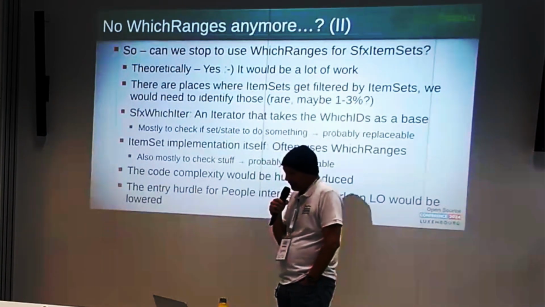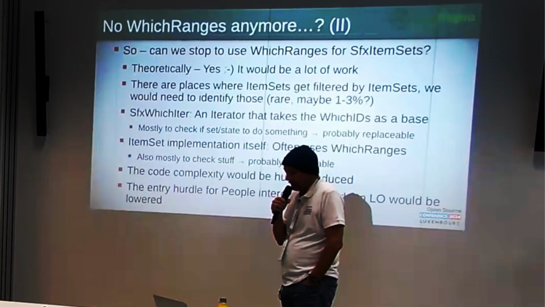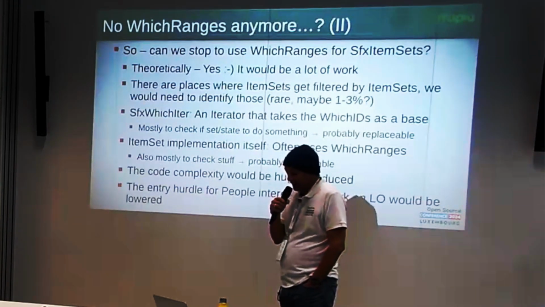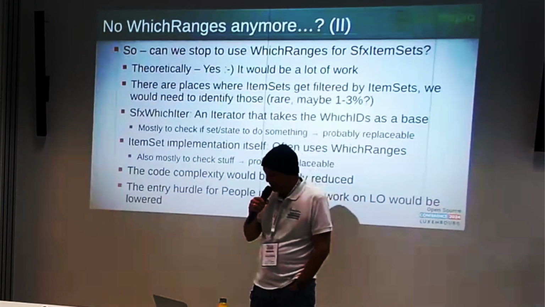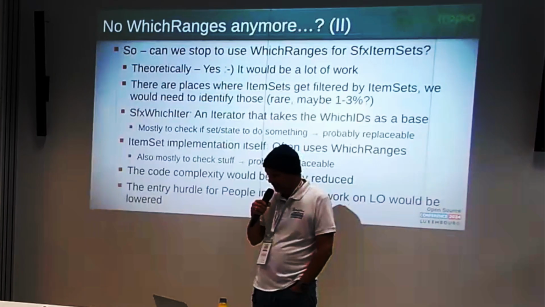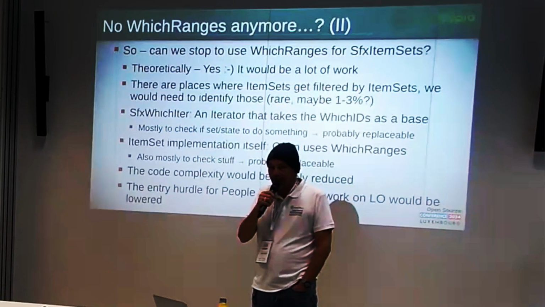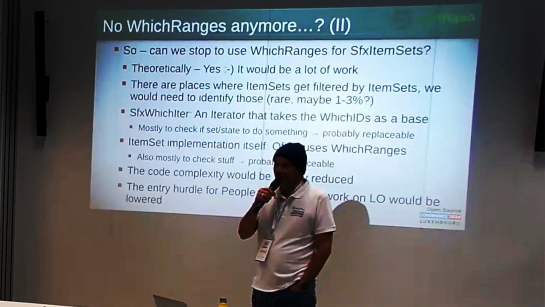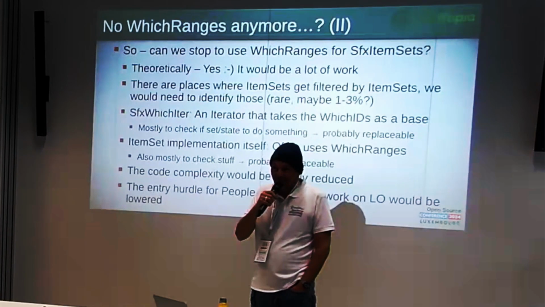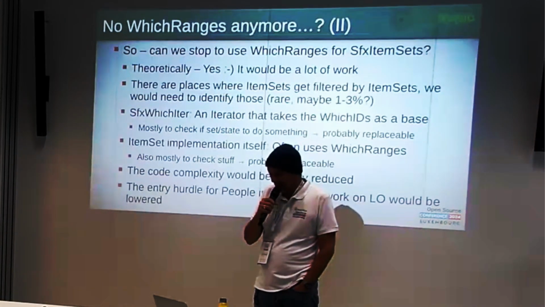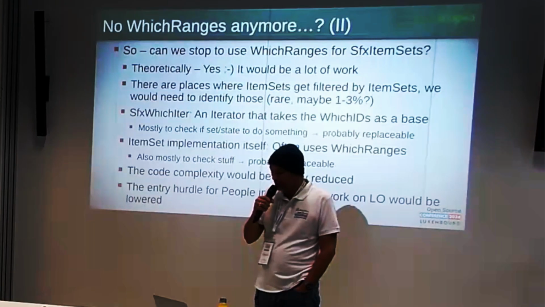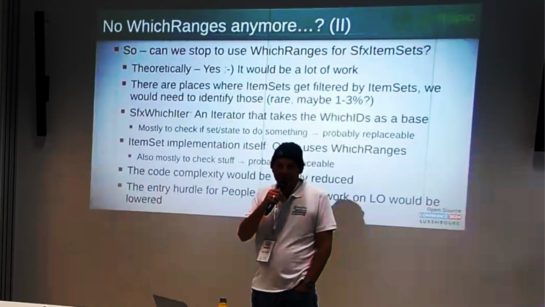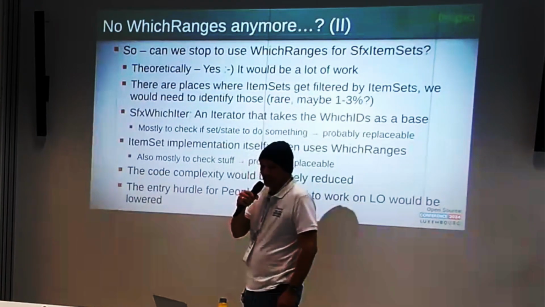So the benefits would be that code complexity would be hugely reduced, and a very, very important point from my point of view is that the entry hurdle for people who are working on LibreOffice code would be immensely lowered. I don't know what you thought when you saw an item set the first time and what the which ranges are doing, but I think most people are annoyed and don't know what to do in the beginning. Why do I have to define which ranges? What is it good for?